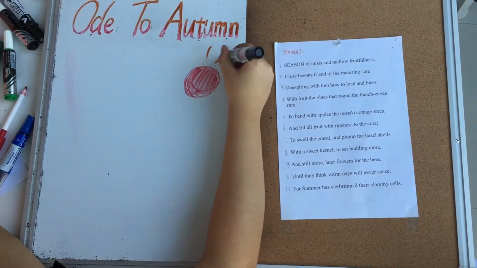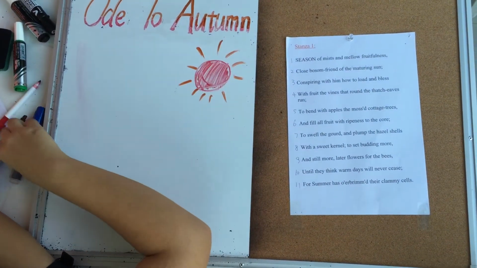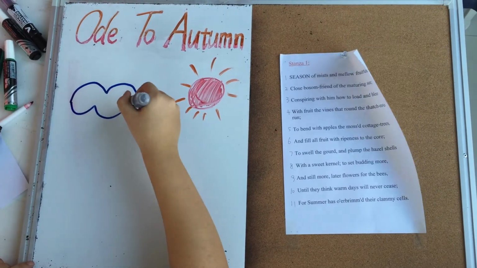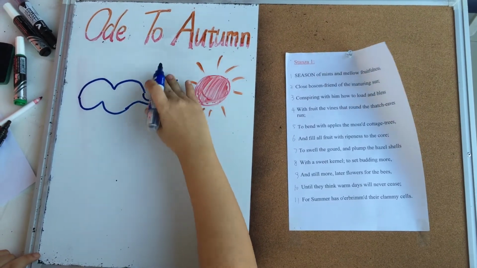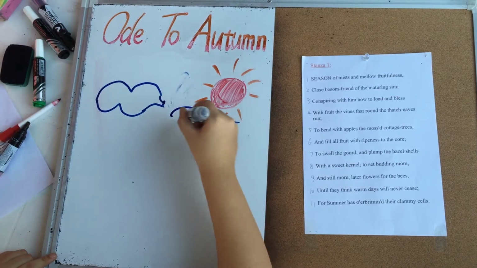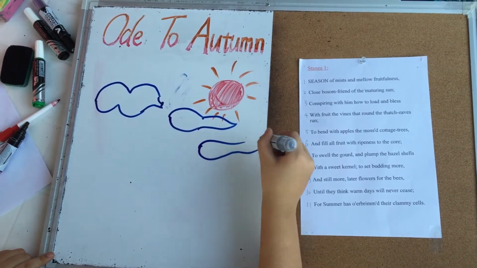There is also alliteration between the words mist and mellow. The second line tells us that the sun is growing older and that it is no longer in its prime, like how it is at its hottest during the summer. In the third line, personification is used as the poet shows autumn's friendship with the sun, and the use of the word conspiring also shows us how the poet compares the sun and autumn to humans.